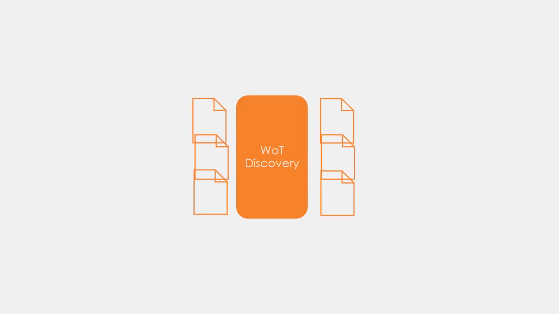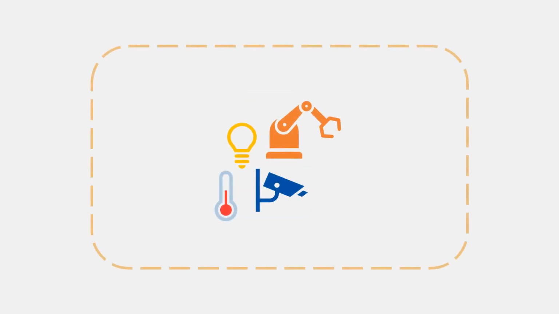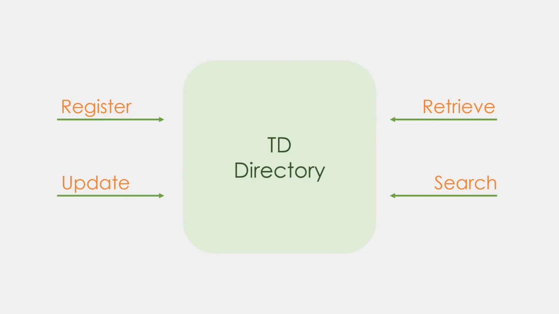WoT thing descriptions must be known or accessible to other systems and devices. WoT discovery accomplishes this by defining mechanisms for distributing and accessing TDs over the network. These mechanisms simplify access to things and services and support their integration. They are not limited to a local area network. They also support remote discovery. The thing description directory service provides mechanisms to register and retrieve TDs after authentication and authorization.